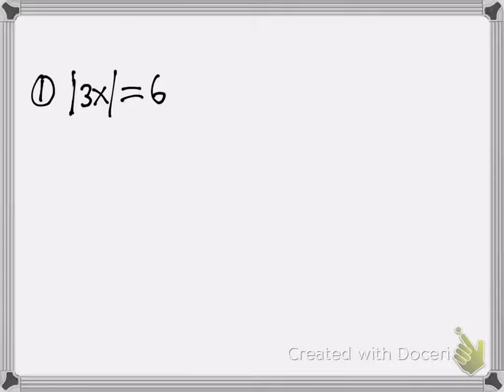That means that inside 3x, the inside could be 6. Or it could be negative 6, right? Then we're going to divide by 3, it'll be 2 or negative 2 in the end. That makes sense, doesn't it? If the absolute value of something's coming out 6, then that inside thing could be 6 or negative 6. Either way, the absolute value of it would come out 6, wouldn't it?